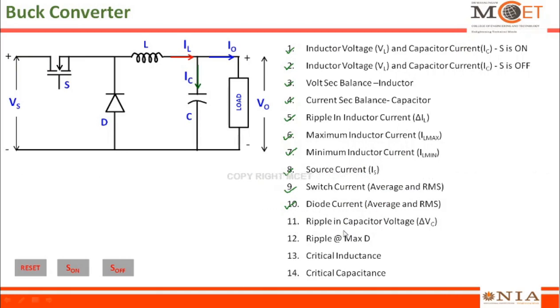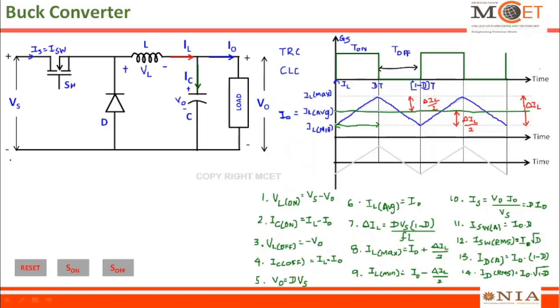Now let us go into the derivation of calculating the capacitor ripple, that is delta Vc, as the 11th derivation part. So as a part of the 11th derivation, I am trying to calculate delta Vc, that is the ripple across the capacitor voltage, or I can also call it delta V0, the ripple at the load side, the load voltage. Both are the same because both are in parallel.